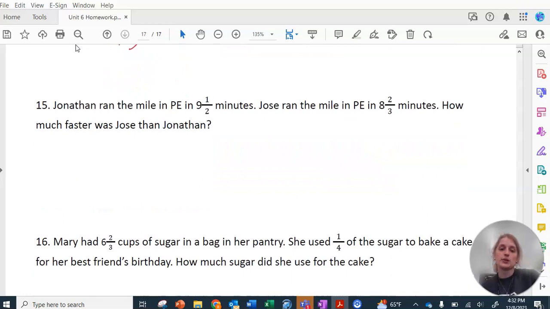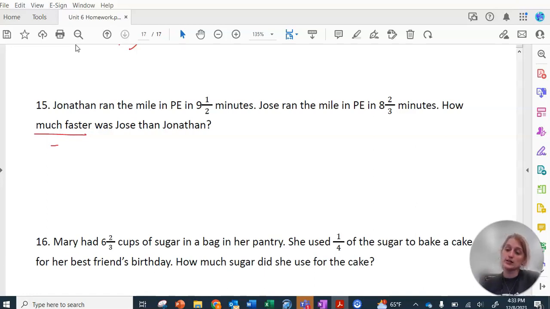Jonathan ran the mile in PE in 9.5 minutes. Jose ran the mile in PE in 8 2/3 minutes. How much faster was Jose than Jonathan? How much faster? That's a subtraction problem. I also might recommend, because we have not spent a lot of time subtracting fractions, you might want to actually change these to decimals, because it does not say that you need to have a fraction as your answer.